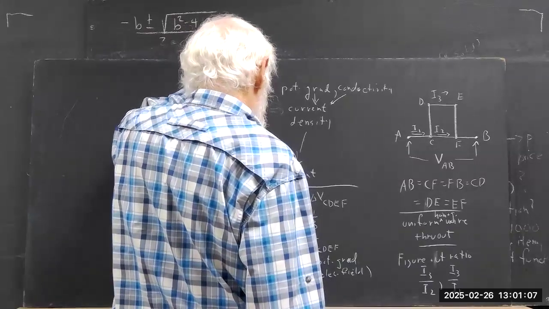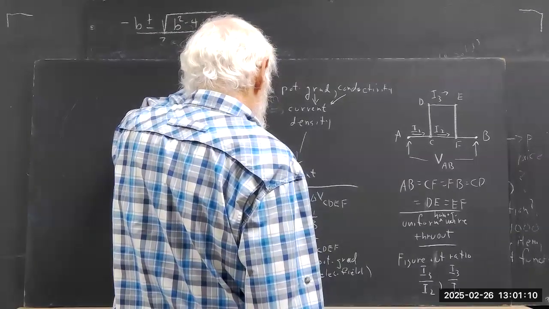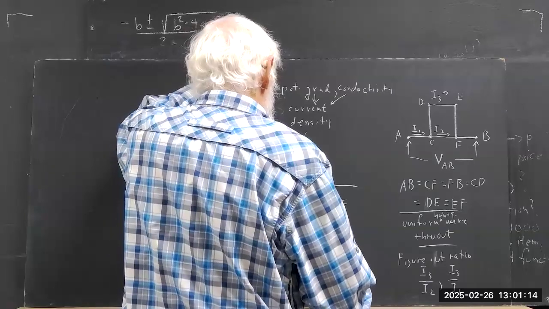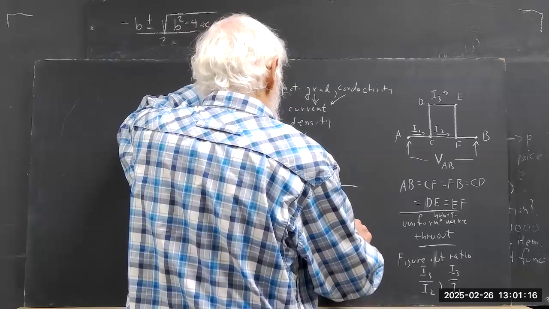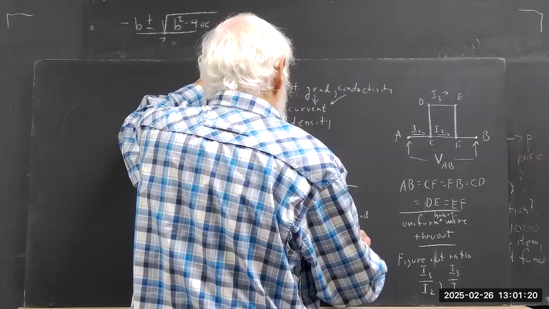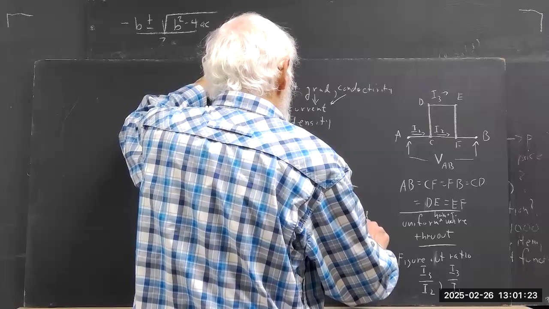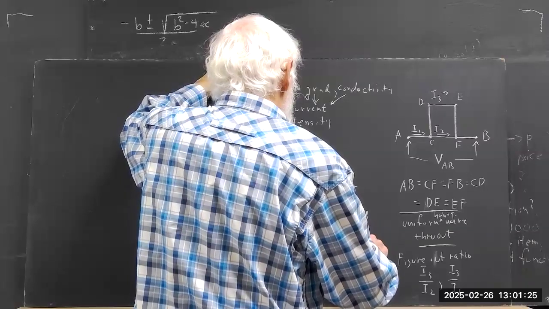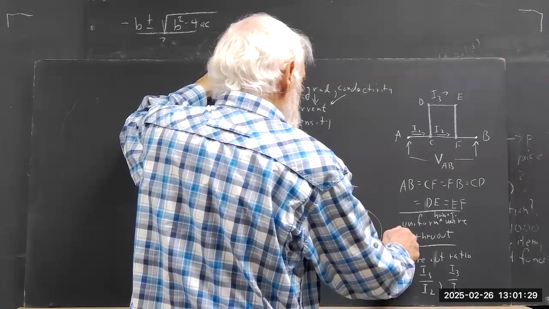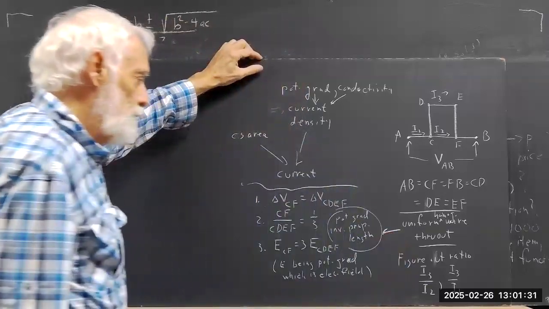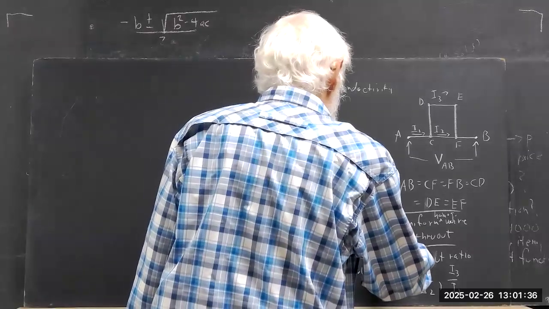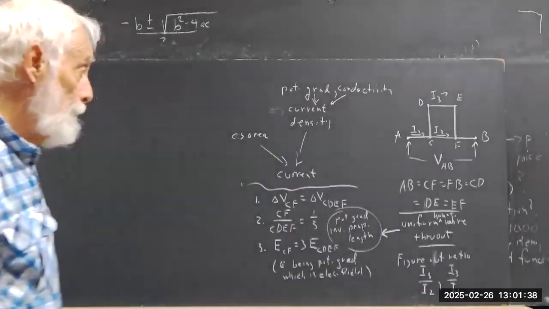Potential gradient is inversely proportional to the length, assuming you have a uniform homogeneous wire. So there's some logical connection.